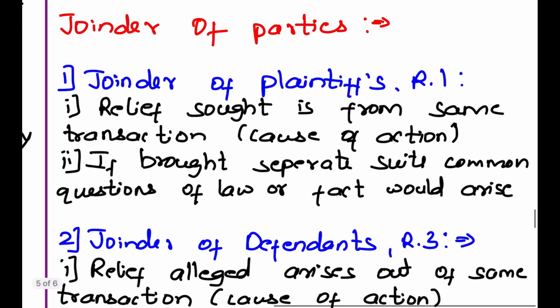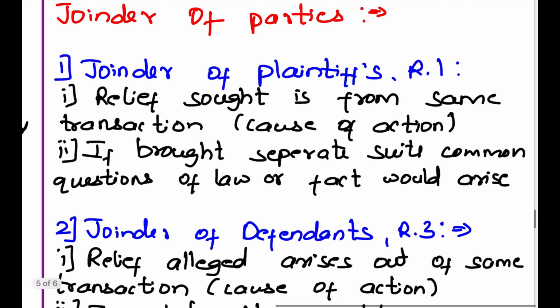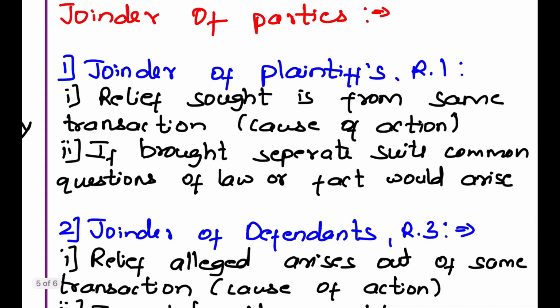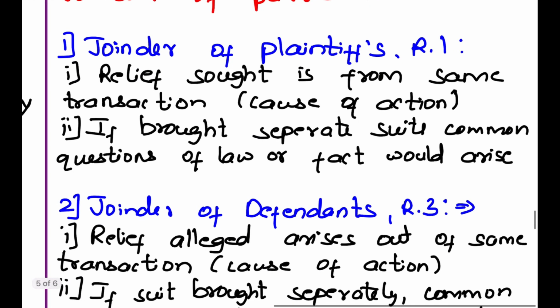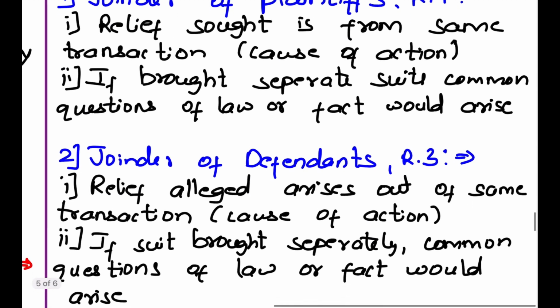So what do you mean by joinder of parties? So the CPC allows the joining of parties in one suit. We can either join many plaintiffs in one suit or many defendants in one suit. So when can plaintiffs be joined in a suit? If the relief sought is from the same transaction, they have the same cause of action, and if separate suits were brought, common questions of law or fact would arise. So even if they go for different suits, the question of law and question of fact will be the same. So at that time the plaintiffs will be joined in one suit.